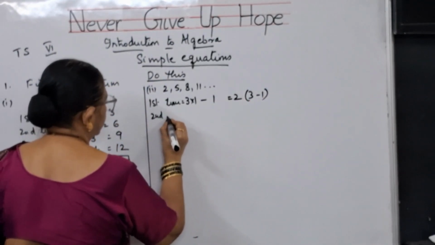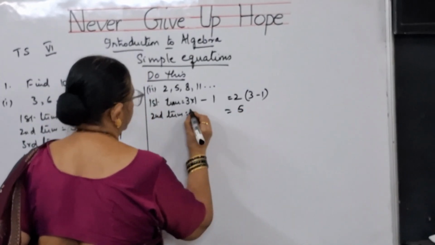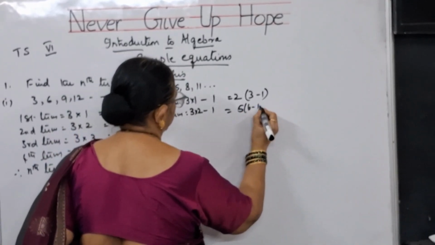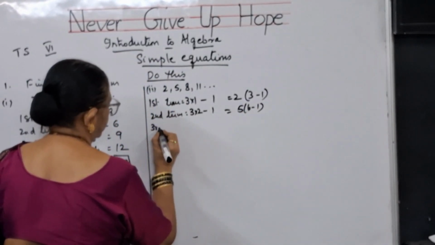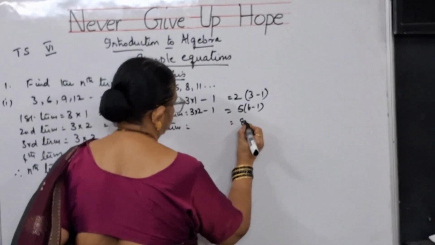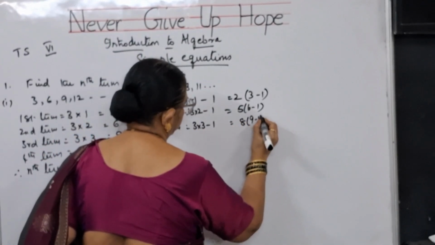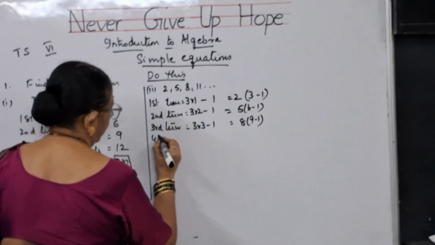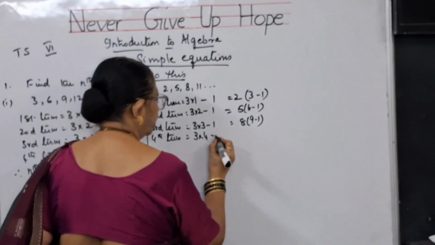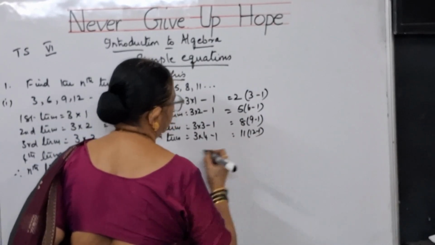So, what is the second term? Second term you have got as 5. 3 twos are 6 minus 1 is 5. Third term is 8. 3 multiplied by 3 minus 1. 9 minus 1 is 8. And the fourth term is 3 into 4 minus 1. That is, the fourth term is 11. That is 12 minus 1.